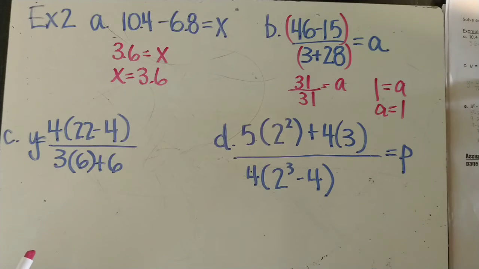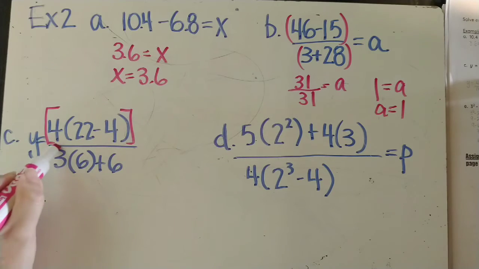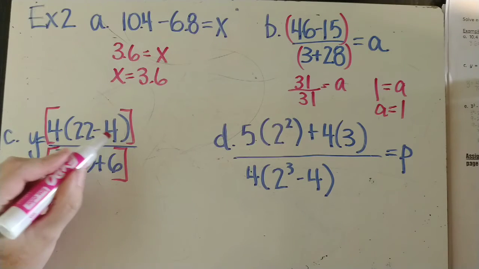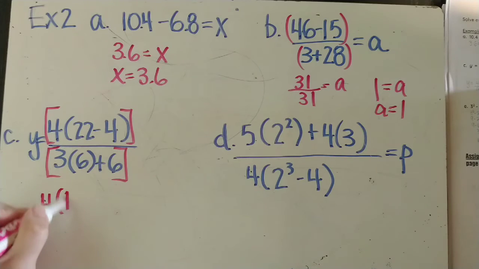Now let's look at letter C. Again, we have a fraction, so I'm going to add some grouping symbols, and you need to know to do each of these and then divide. So if I'm looking at my numerator, I have multiplication and I have subtraction. If I'm simplifying this, my first step would be to simplify the grouping symbols. 22 minus 4, which is 18.